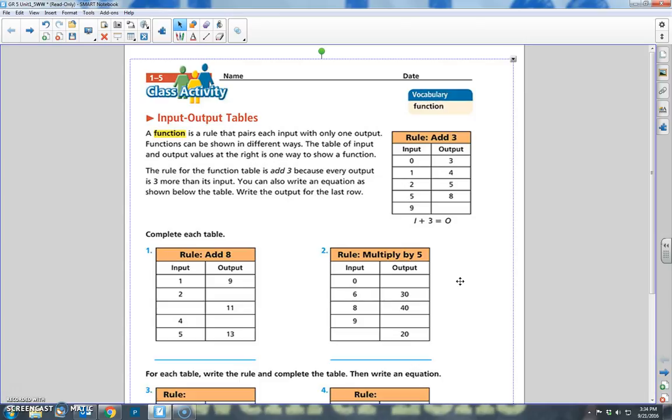So lesson 1.5 is all about input-output tables. You have done this since first grade, second grade, third grade, fourth grade, and now fifth grade we add. It's just a little bit harder each year you go.